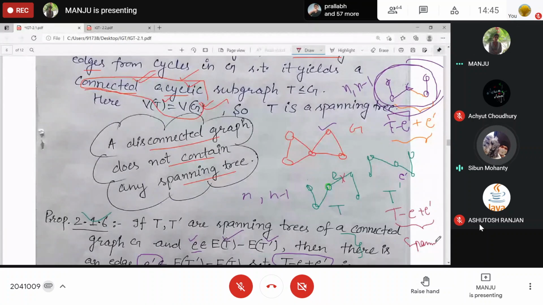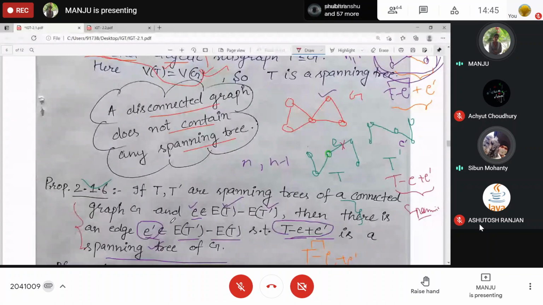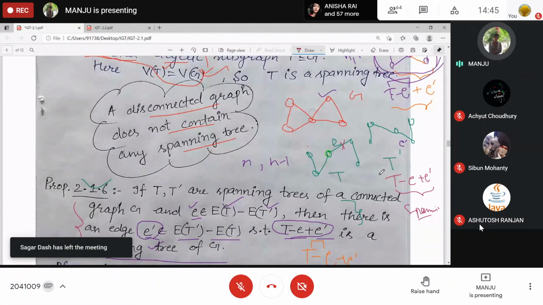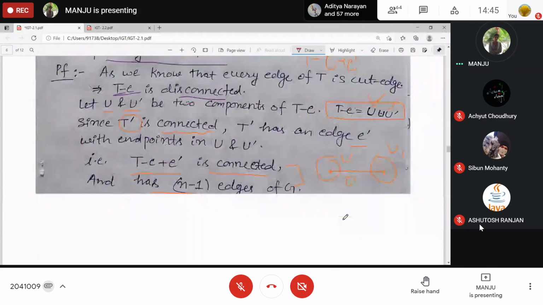Yes, ma'am. Got it. That's what is asked. It is just explaining. The number of edges is the same, means you are just taking the edge which is not present in the other one, and then there will exist some other edge which is not present in this one, and if you remove this one and add the other one, then again you end up getting a spanning tree. Okay.